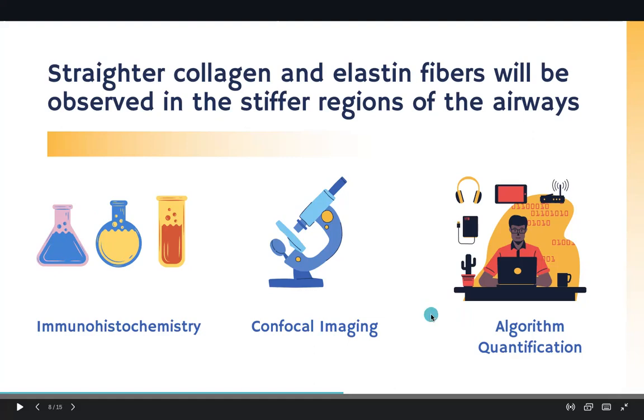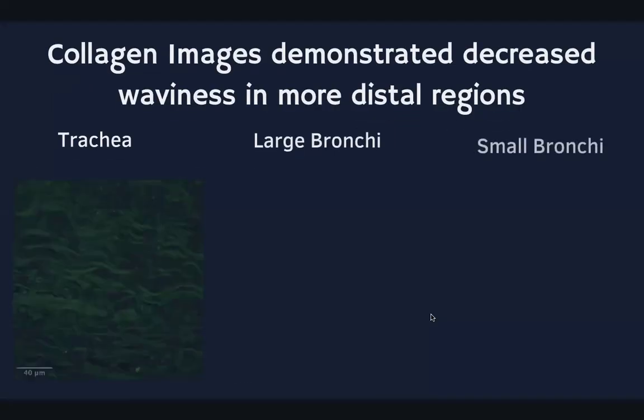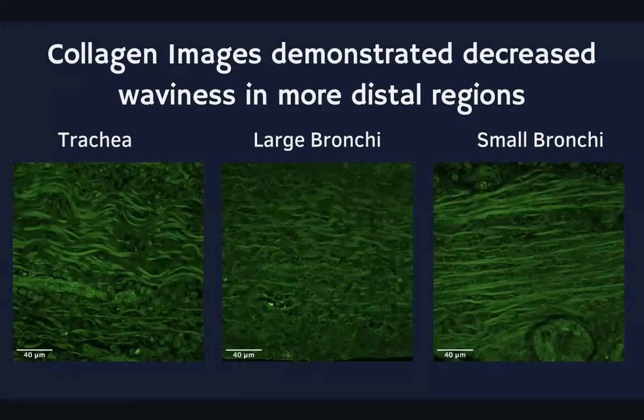So preliminarily, I have some images, and we were really happy to see that we observed similar trends to our histological study. These are 40x images taken on a Zeiss 880 inverted confocal microscope, and the staining here is rabbit anti-collagen 1 with Alexa Fluor 488 to get this beautiful green color.